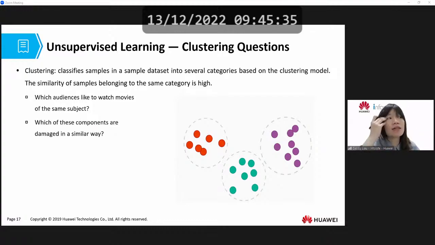Or maybe we can also classify this audience based on their favorite movie star. Let's say they both like, what we call, Brad Pitt. Let's say audience A and audience B like to watch Brad Pitt movies. Then this clustering model will try to conclude that maybe these two audience like to watch movies of the same type because they both like the same movie star.